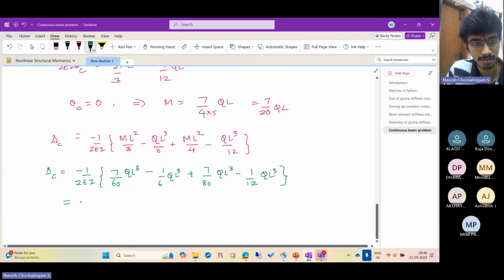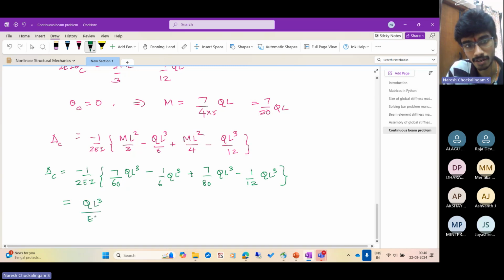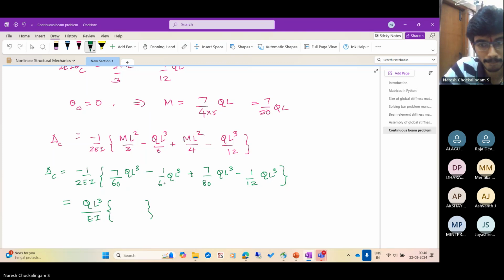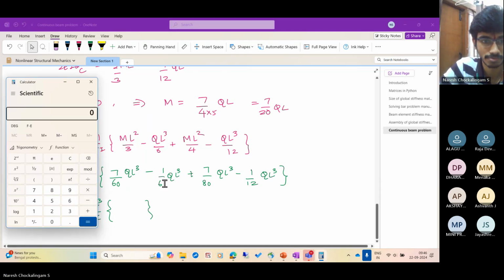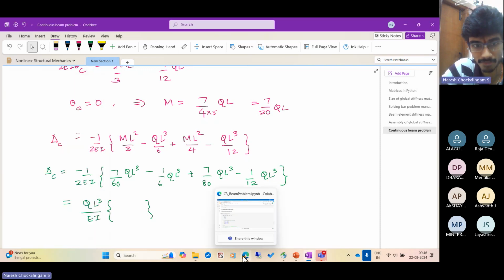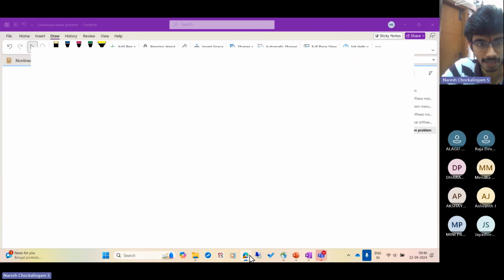So what is it? Can anyone find out? It is something QL cube by EI multiplying some constant. What is it? Actually, let's do it in Python. That's better. So we'll get a fraction.